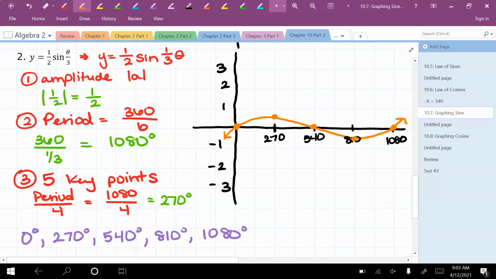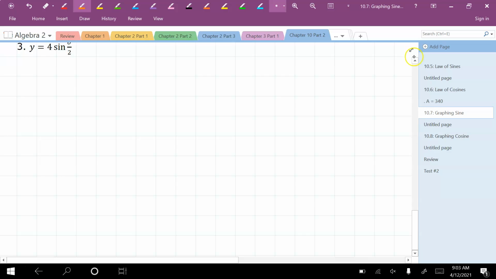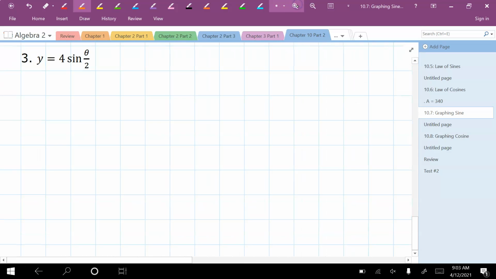I want you guys to try the third one there on that page. That's the last one. I want you to try to do all of this. Find the amplitude, find the period, 5 key points, all of that. And then try to graph it.